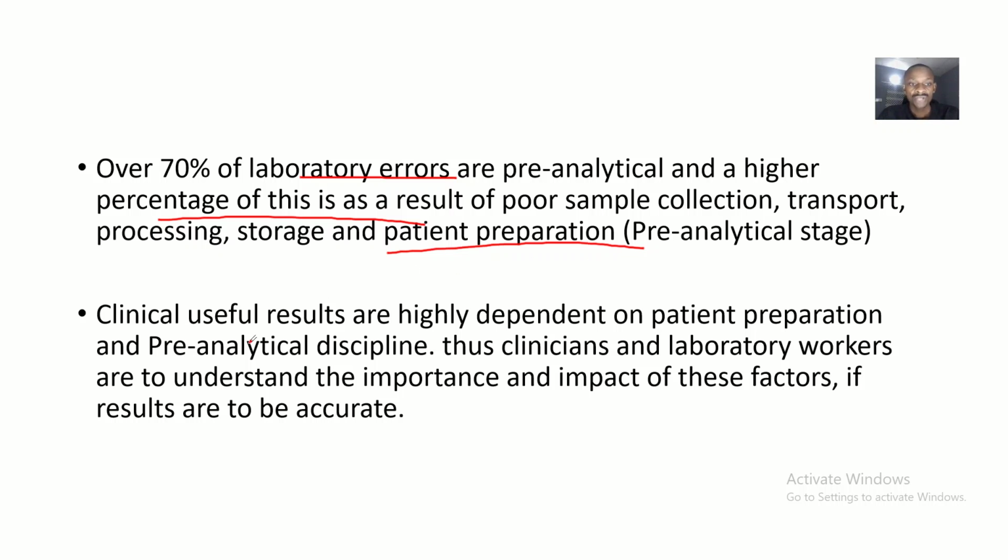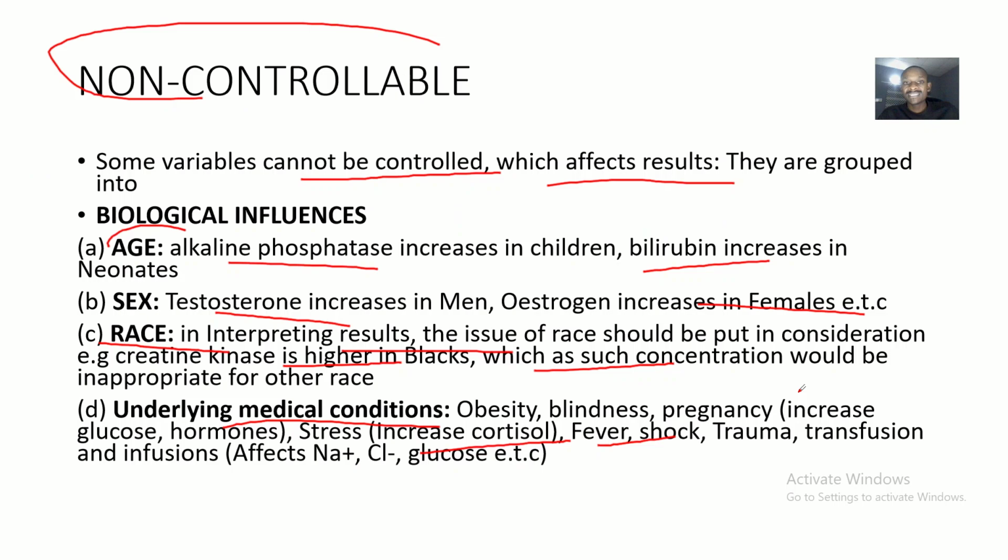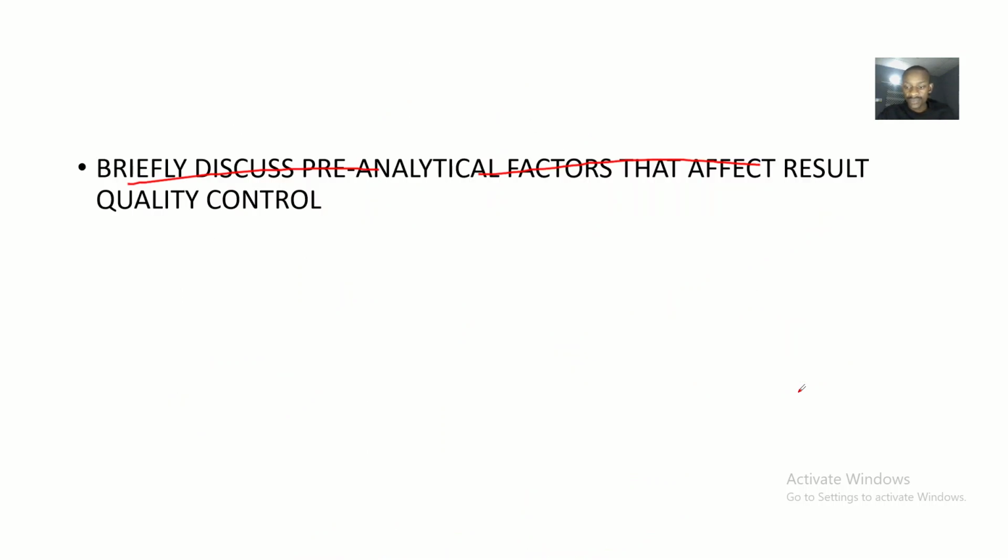Clinically useful results are highly dependent on patient preparation and pre-analytical discipline. Thus clinicians and laboratory workers are to understand the importance and impact of these factors if results are to be accurate at all. That's it about the pre-analytical factors that affect result quality control in the laboratory.